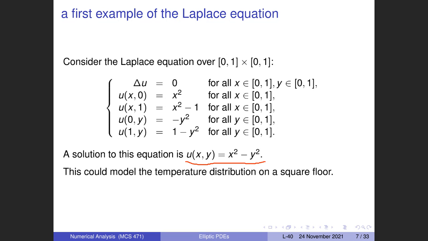And then we can compute: plug in y equals 0, we have x squared. When y equals 1, we have x squared minus 1. So I'm talking now about these two conditions at the lower bound and the upper bound of the square. And then we have the left bound. So we substitute x equals 0, we find minus y squared. When x equals 1, we have 1 minus y squared. So mathematically, this is very nice.